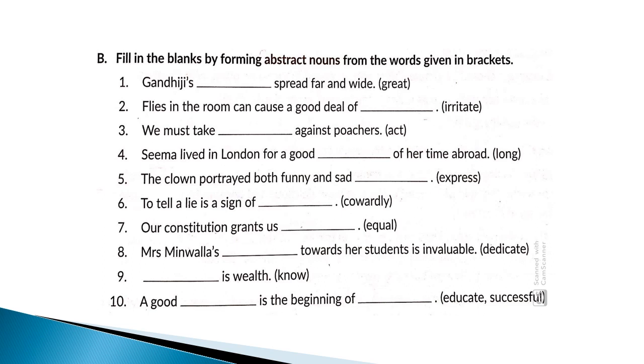The clown portrayed both funny and sad expressions. Kindly do the rest on your own. To tell a lie is a sign of dash. You have to use the word cowardly and turn it into an abstract noun.